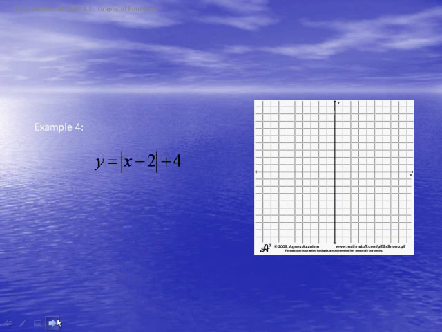And last, using the absolute value function, notice that we have 2 shifts here. We have a vertical shift, which is up 4, and we have a horizontal shift, which is going to be right 2. So from our center point, we're going to go right 2 and up 4, put our point of reference or our vertex, and draw our absolute value function.